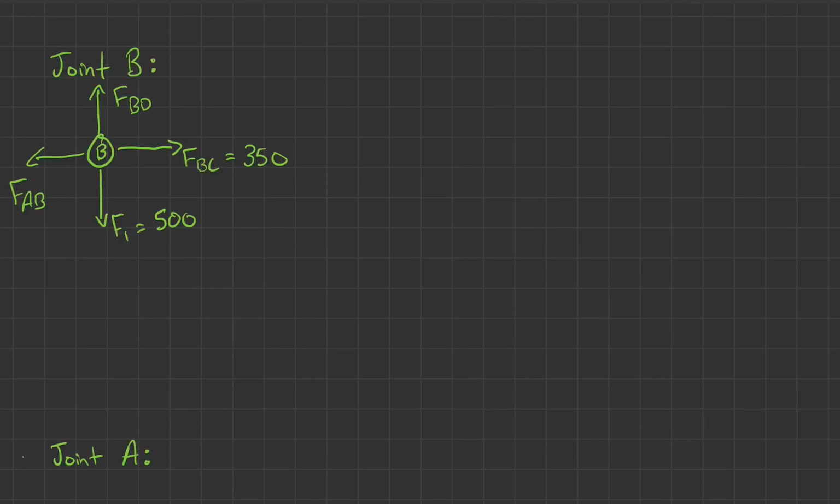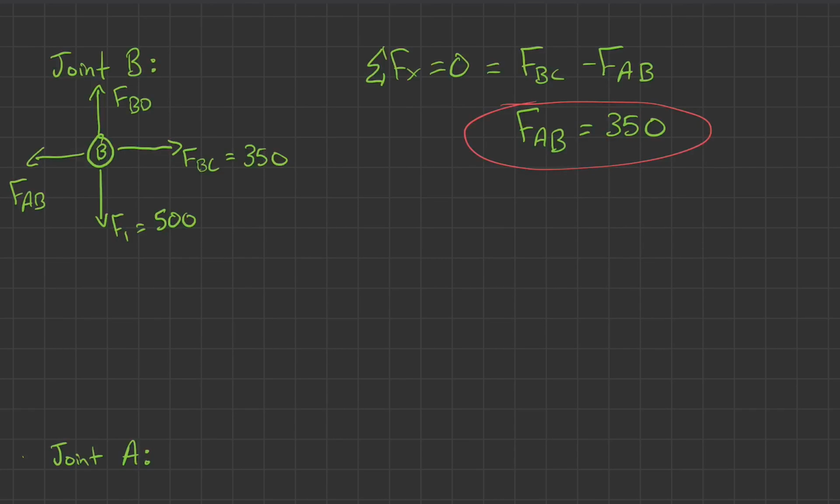Okay, so if we sum the forces in the x direction, we set that equal to 0. We can have force BC goes in the positive direction, and force AB goes in the negative direction. So we can set those guys equal to each other, which just means that force AB is going to be equal to 350. That one's pretty easy. So that one's 350.